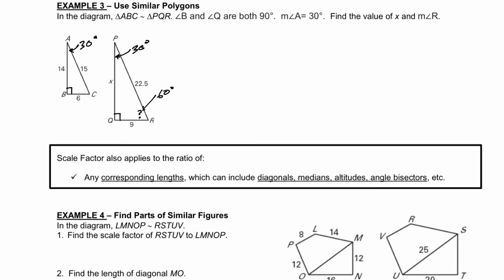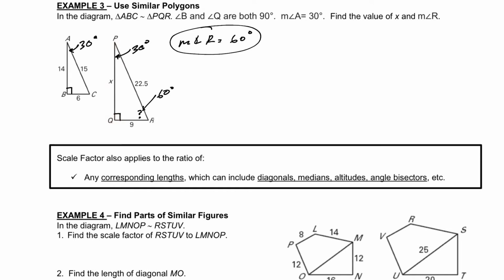So let's write that down. The measure of angle R is equal to 60 degrees. So we've got that part of our problem done. The other thing we have to do is solve for X, which is the length of segment PQ.